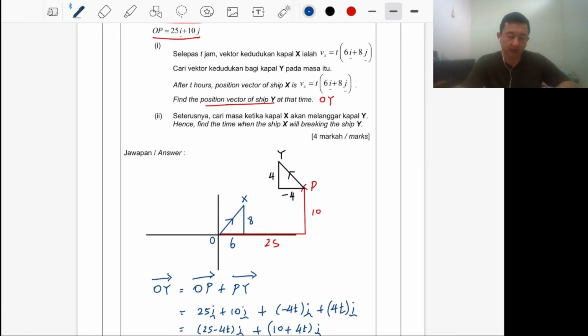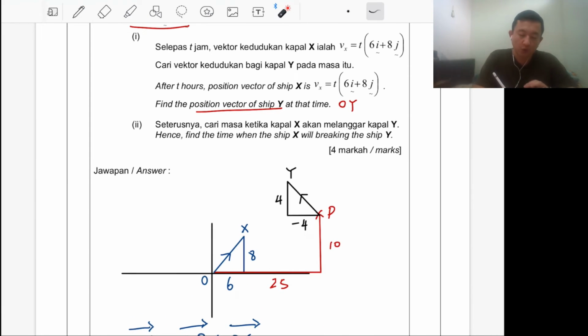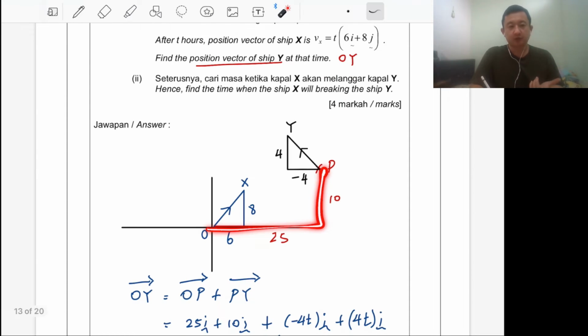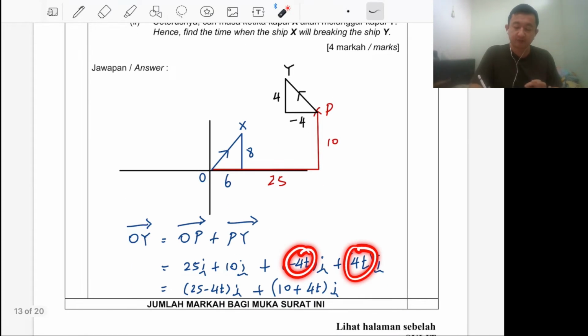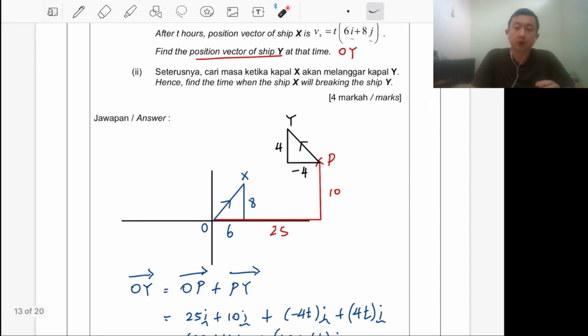Now, remember the key things you have to know. Whenever we find the position vector, it must be referred to the origin, OY. OP is fixed, so you don't multiply anything to it, because ship Y starts from here. So this position vector is fixed. This is not a position vector because it keeps changing by the variable of hours. If it's 1 hour, it's negative 4 plus 4. If 2 hours, it's negative 8 plus 8. So it keeps changing. That's why we need to put a t for this part, but not this part. This part is fixed.